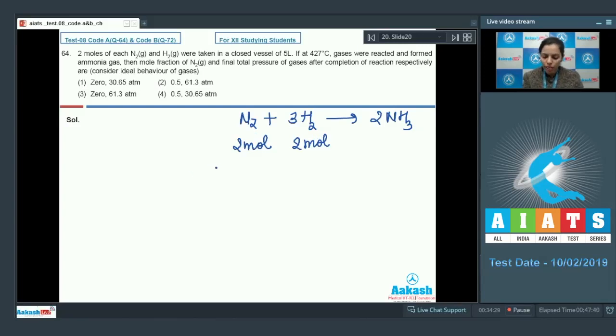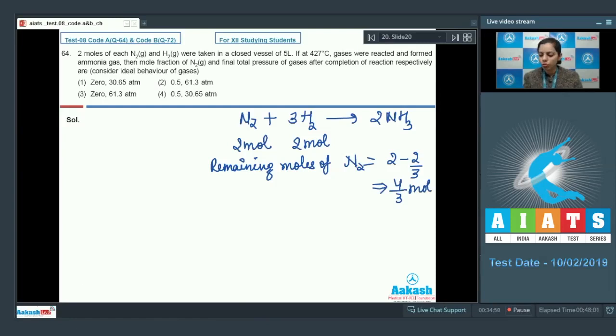So the remaining moles of nitrogen on this basis is 2 minus 2 by 3, and that should be equal to 4 by 3 moles of nitrogen. Now what about the moles of ammonia after the reaction? Moles of ammonia are equal to 2 by 3 into 2, that's also equal to 4 by 3 mole.